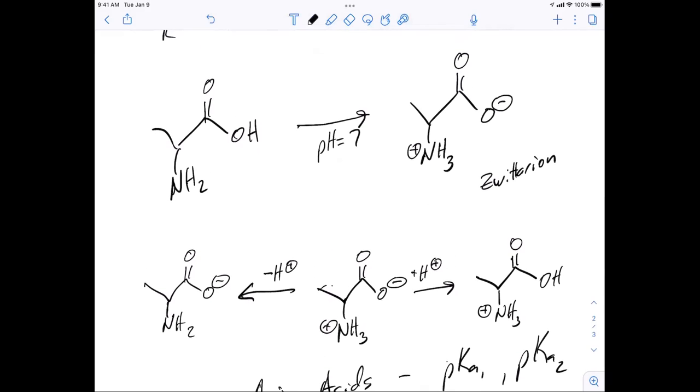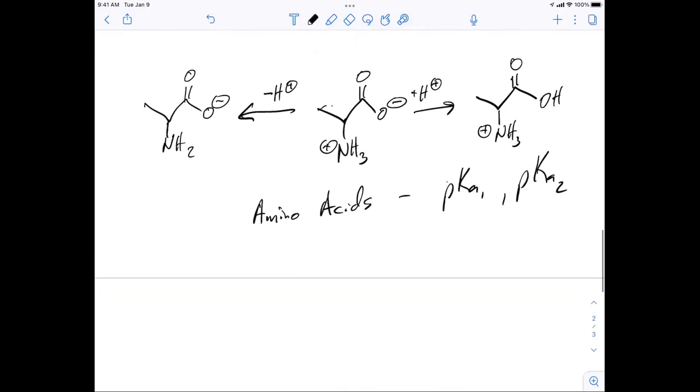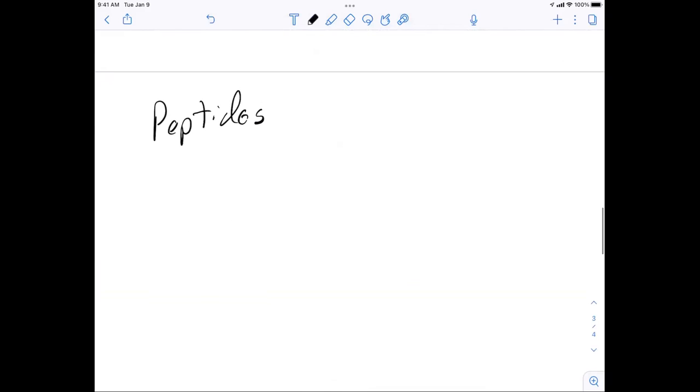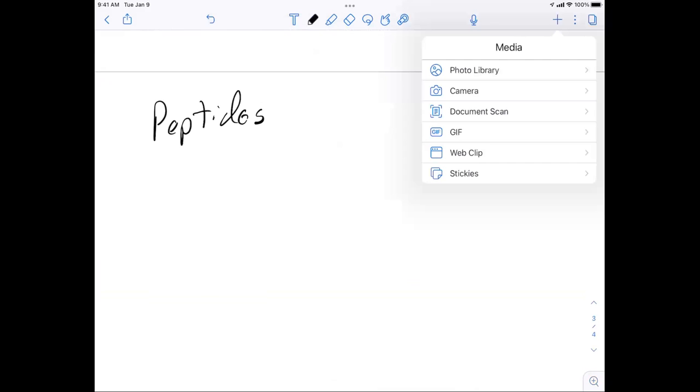Because of this pH 7, you're going to see often when you get to biological classes and the biochem, you're going to see the zwitterion drawn quite a bit. Okay. So if we look at peptides, the next step, so we're going from amino acids to peptides, and then we'll get the proteins.